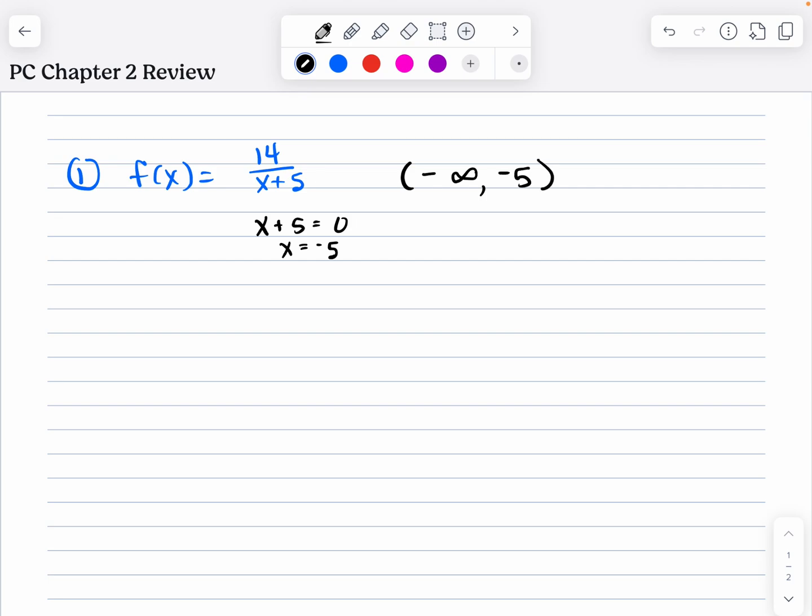And then there'll be an asymptote there, so it skips that. And then it picks back up over on the other side of negative 5. And then goes to positive infinity. So that would be the domain of number one.